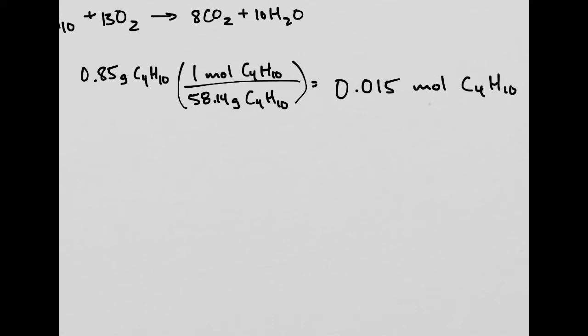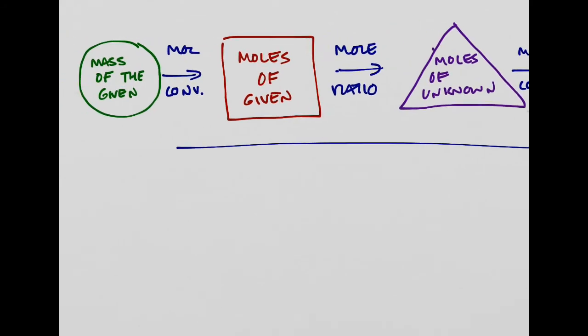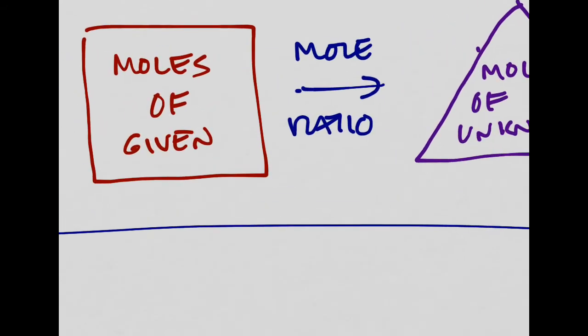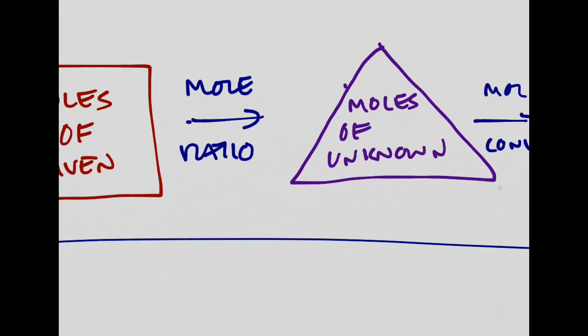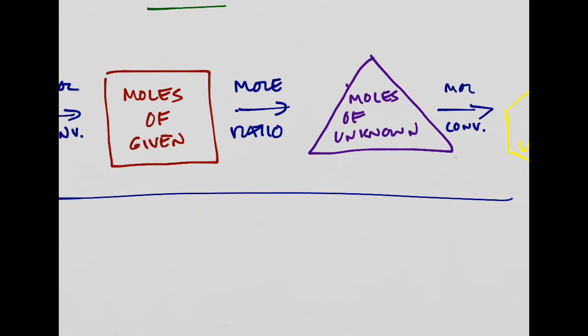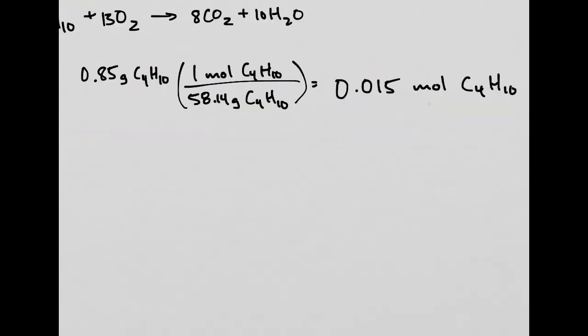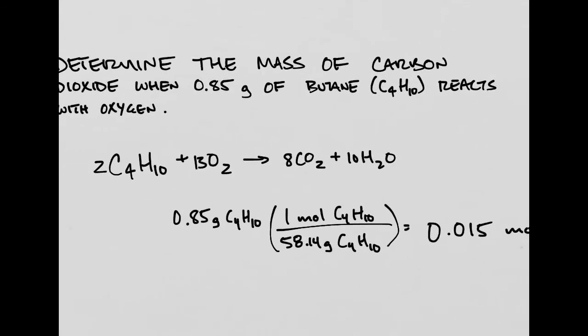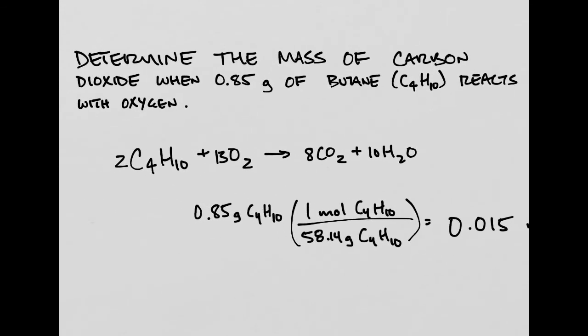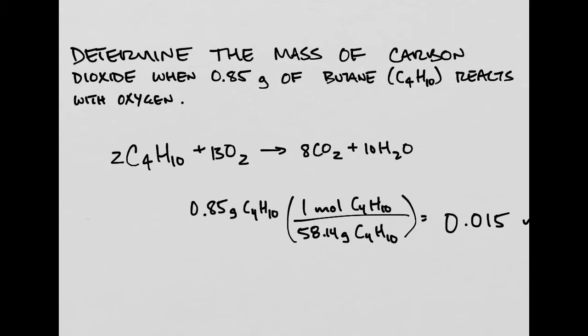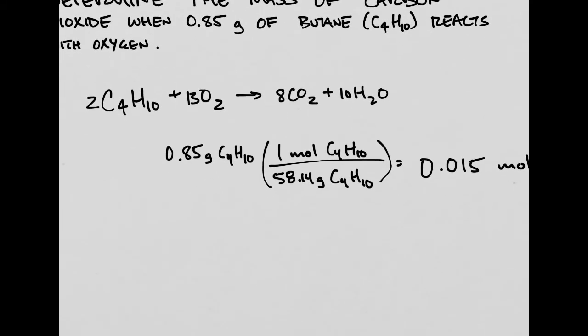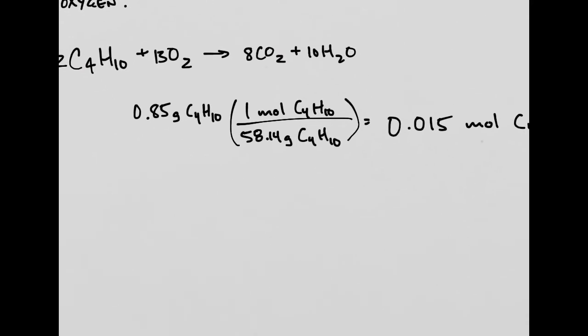Now, like I said before, if we're doing a mole conversion, we're now at the red box here. And now we're going to determine the mole ratio between the moles of what we had and the moles of the unknown that we're going for. In this case, remember that the question asks for the mass of carbon dioxide that is produced when you have 0.85 grams of butane. And you can see that if we look at our mole ratios, we have 2 butanes for every 8 carbon dioxides according to our balanced equation.